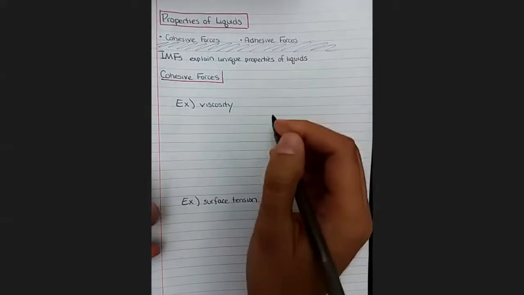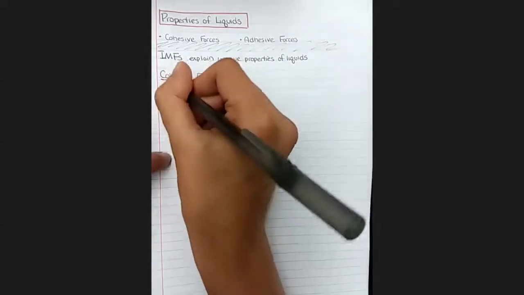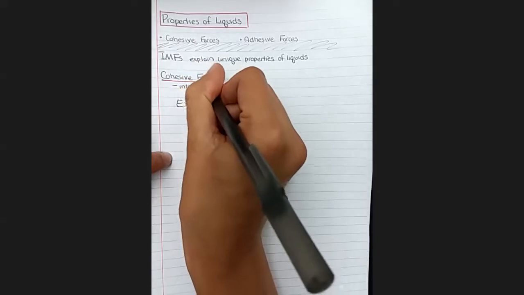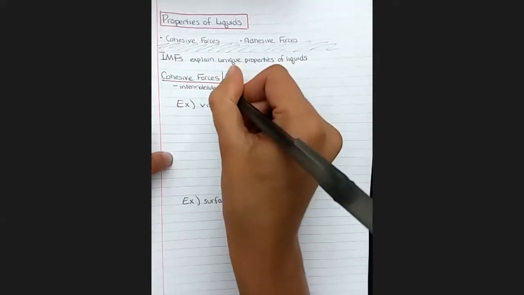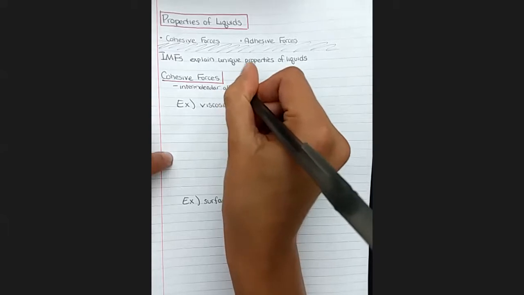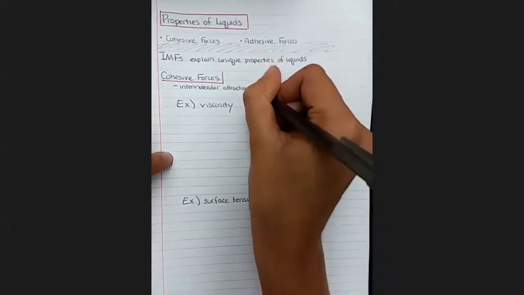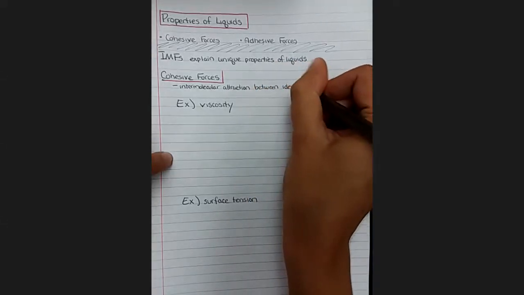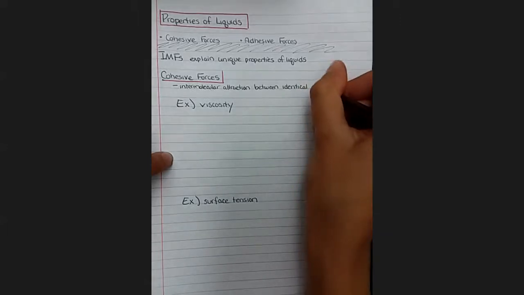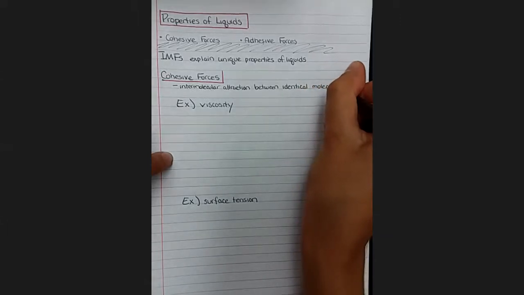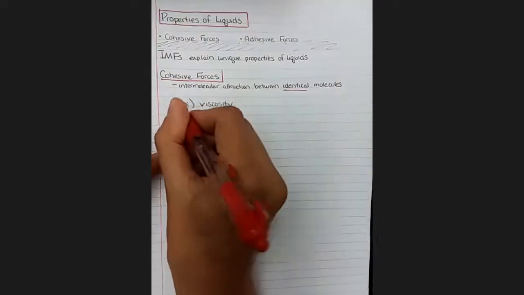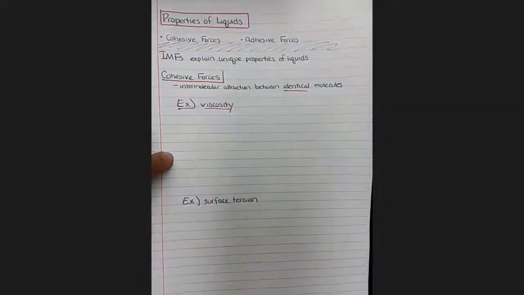So the first type of forces is called cohesive forces. And this is the type of intermolecular attraction. Remember, we're talking about attraction between different molecules. And this is a type of attraction between identical molecules, molecules of the same thing. So if you have a bucket of water, this is the attraction between water molecules and other water molecules in the bucket. So one example of a cohesive force that we'll look at is called viscosity.